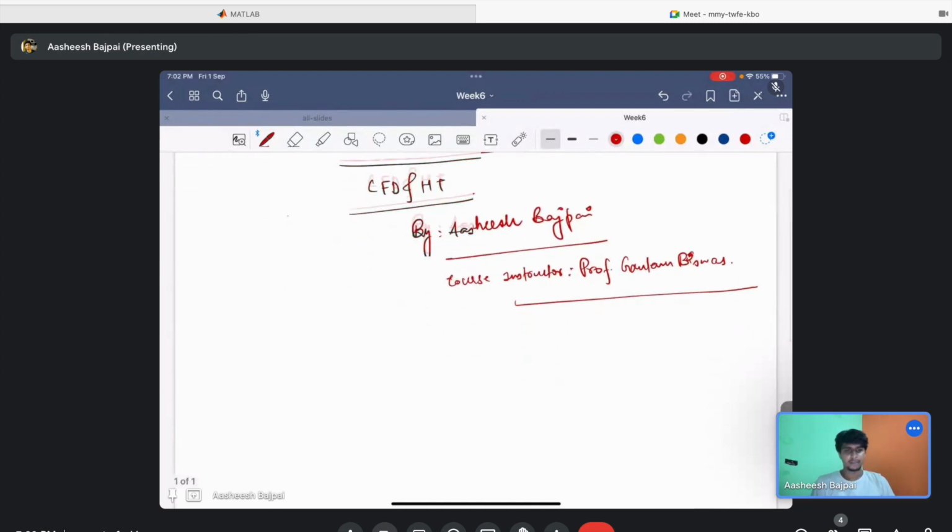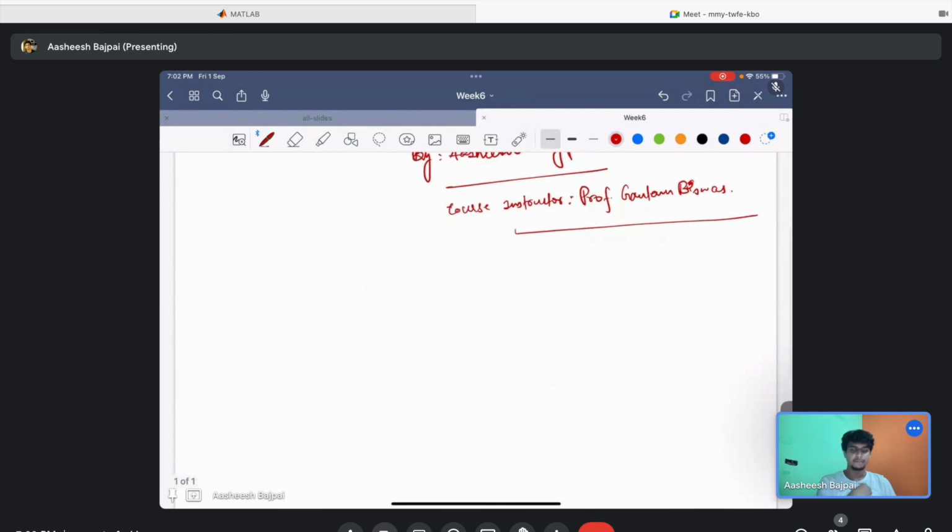In the last session we studied the code development part for the steady state two-dimensional heat equation. This week maybe I'll take the unsteady heat equation part, the two-dimensional heat equation, unsteady.